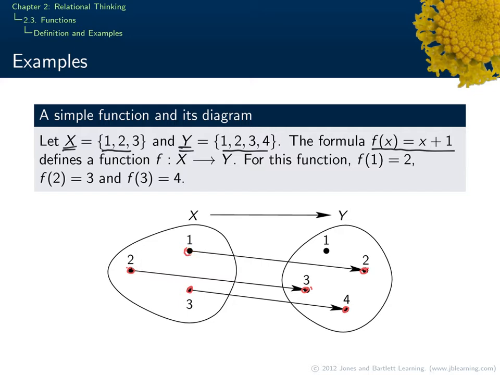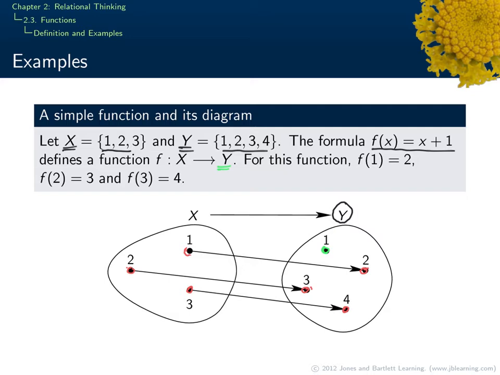Now, one thing you might be concerned about, and it's a reasonable concern, is that over here in Y, we have not used every element of that set. In particular, if you look at this number 1, that has not been used in our function relationship. And that's okay. There's nothing in the definition of a function that says that all of the elements of the codomain need to be actual outputs of the function.